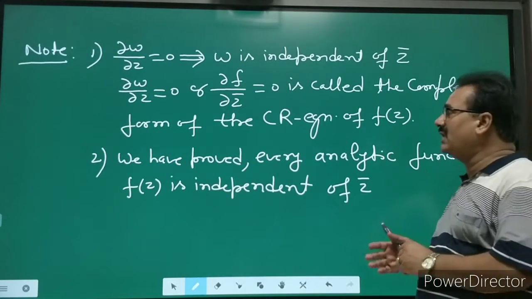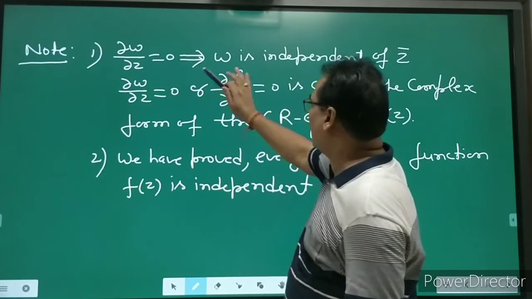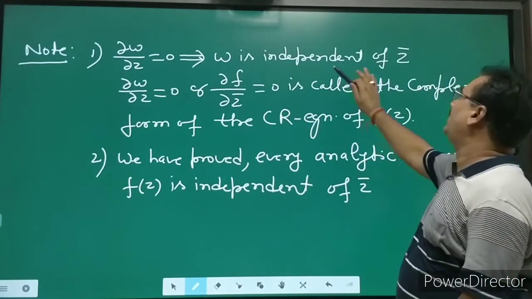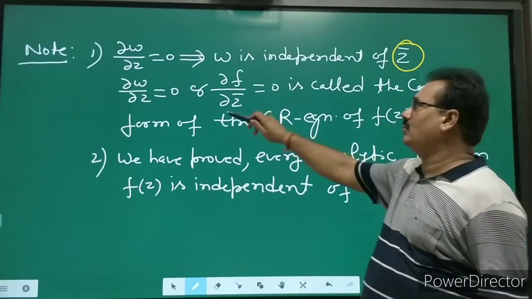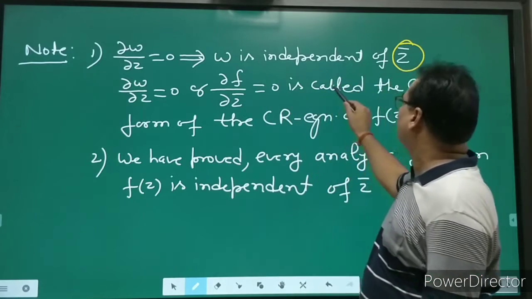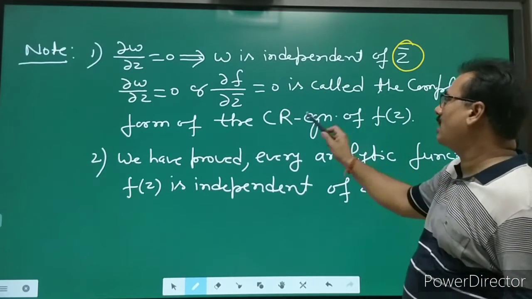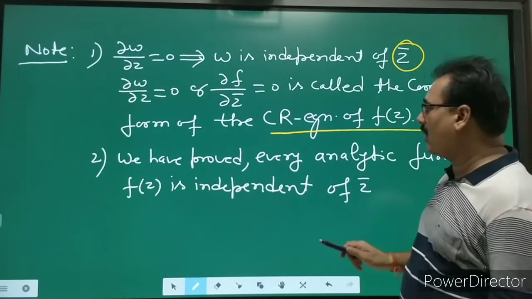Then what is the conclusion from here? If this del w over del z bar is 0, it means what? It means w is independent of z bar. This is the meaning. And what is the second meaning? Del f over del z bar is 0 is called the complex form of the CR equation of f(z). So this is also called the complex form.